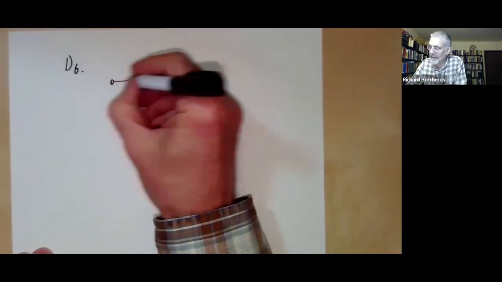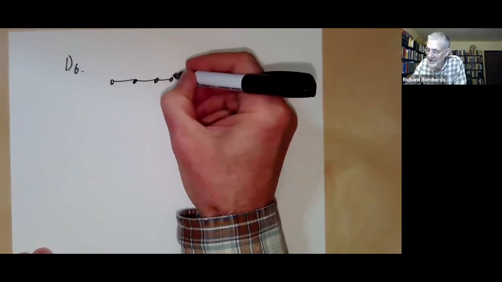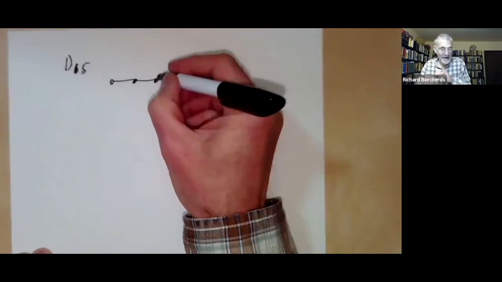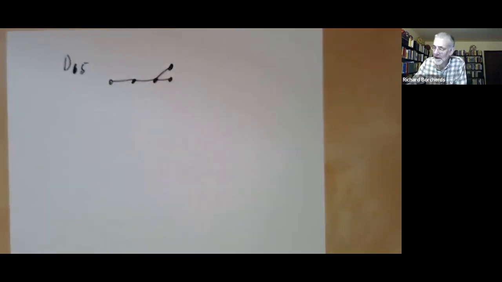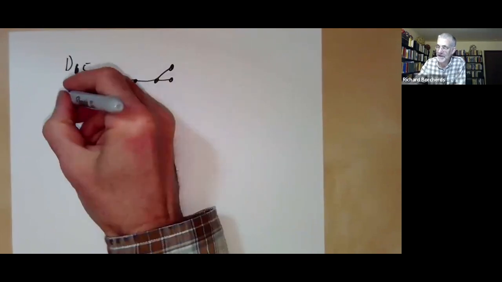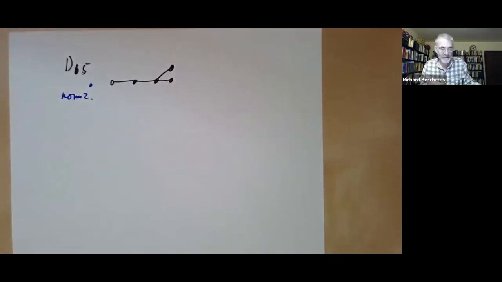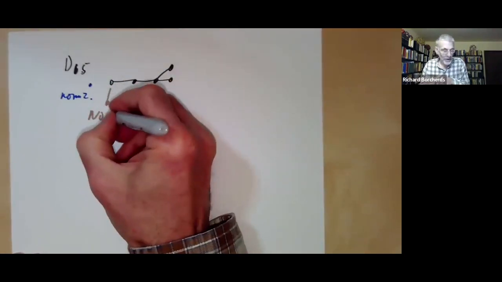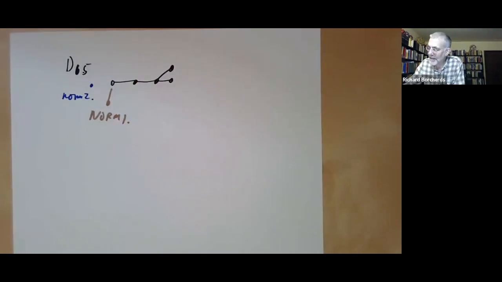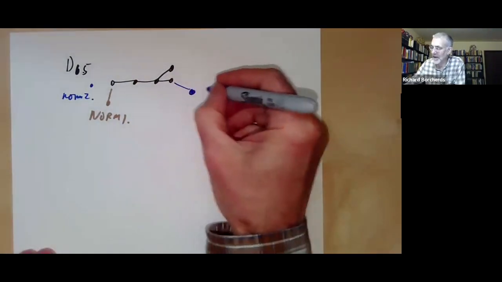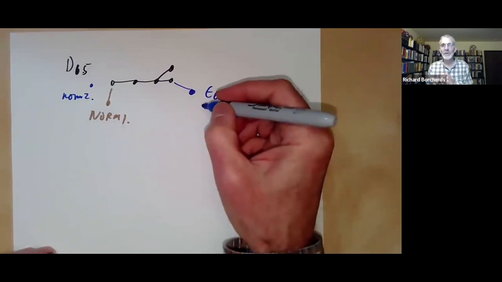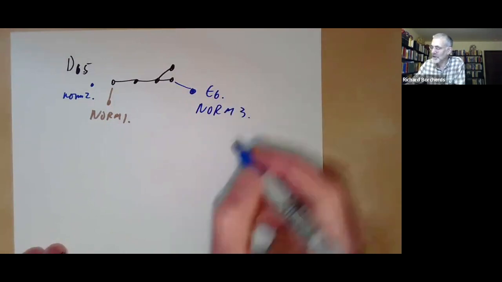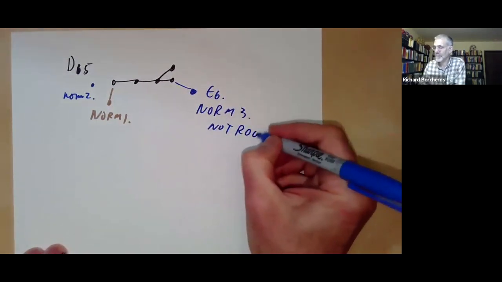So let's take a closer look at it. So here we have, sorry, not D6, D5. 1, 2, 3, 4, 5. So here, as before, we can add a vector here and get a norm 2 vector, or we can add a vector here and get norm 1, or we can add a vector here to get an E6 Dynkin diagram. And now something goes wrong because this gives us norm 3 vectors, and these are not roots.